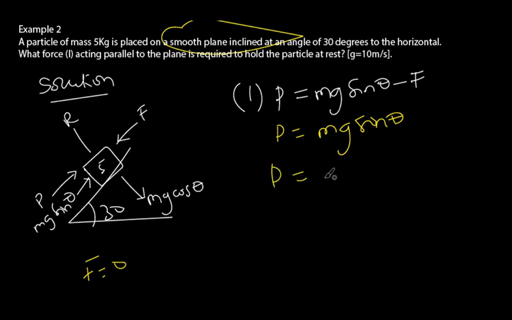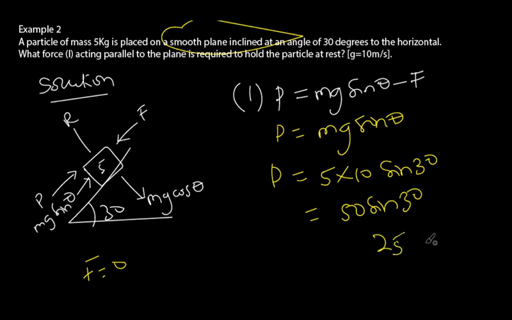From here we can go straight away. We multiply the mass with the gravity, which is 5 times 10 in this case, times sine 30. So this is 50 sine 30, and 50 sine 30 will give us a force of 25 newtons. So the force needed to hold this particular object at rest on this inclined plane is 25 newtons.